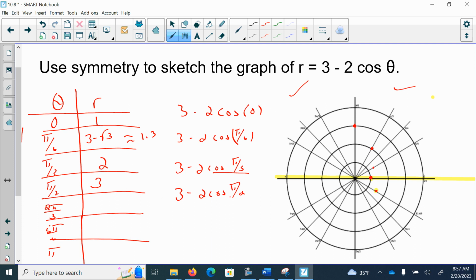Here, and then when I do pi over 3 there, and then pi over 2 will be 3, so there. Now I'm going to keep on drawing my points. So at 2 pi over 3, this will be 3 minus 2 times the cosine of 2 pi over 3. The cosine of 2 pi over 3 is negative 1/2, so this will be 3 plus 1, so this will be 4.